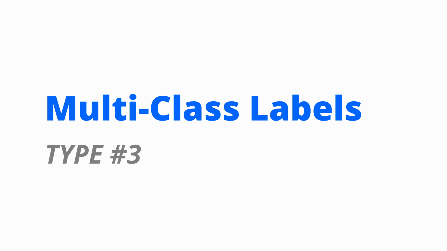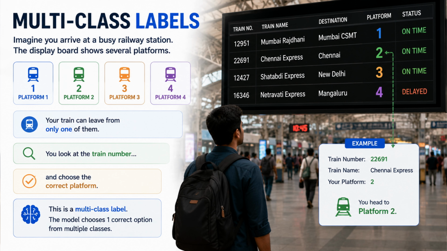Now let's look at multi-class labels. Imagine you arrive at a busy railway station. The display board shows several platforms. Your train can leave from only one of them. You look at the train number and choose the correct platform. Choosing one correct category from many possibilities is called multi-class classification, and the answer is a multi-class label.